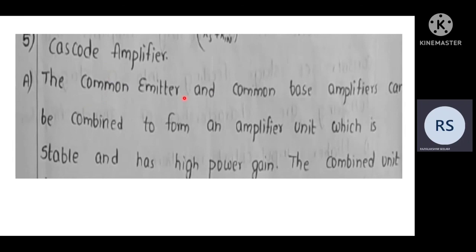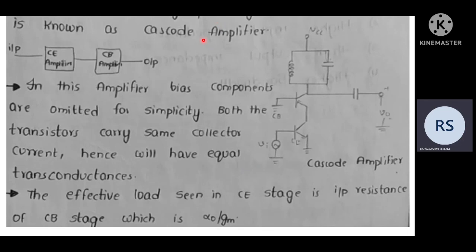Cascode amplifier. The common emitter and the common base amplifiers can be combined to form an amplifier unit which is stable and has high power gain. So here in this cascode amplifier, the common emitter and common base amplifiers combine to form an amplifier unit which is stable and has high power gain. The combined unit is known as the cascode amplifier.